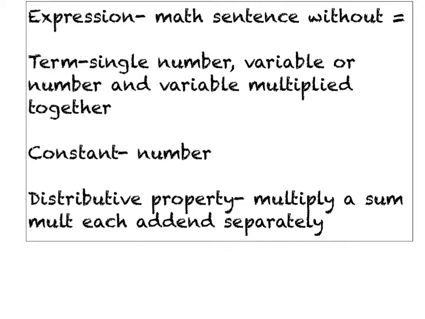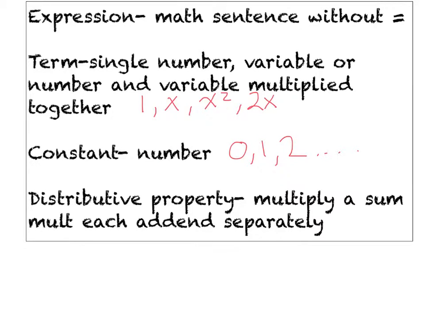Our next term is term. A term is a single number, variable, or number and variable multiplied together. An example of this could be 1 or x squared, or maybe 2x. Next is a constant. A constant is just any number. Could be 0, 1, 2, etc.